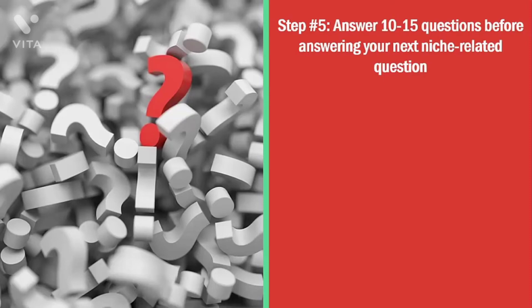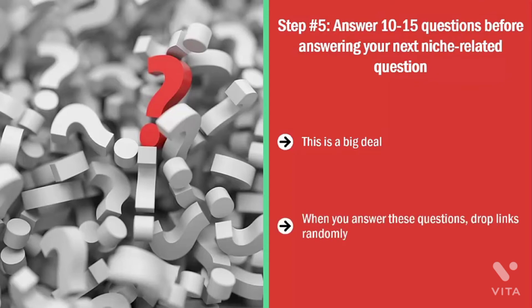Step number 5, answer 10 to 15 questions before answering your next niche-related question. This is a big deal. You can't just answer only questions related to your niche. You're going to be too obvious when you do that. I suggest that you answer 10 to 15 other unrelated questions in a wide range of unrelated niches. When you answer these questions, drop links randomly.